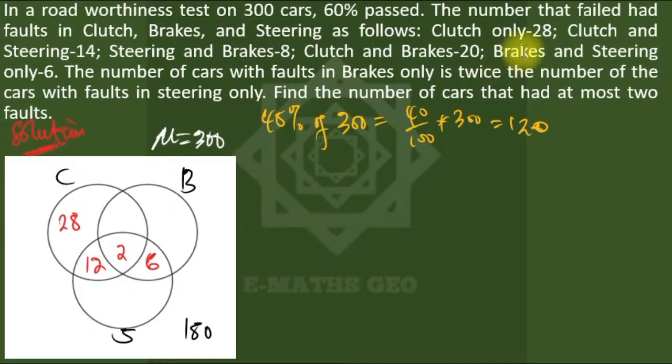So which one again? They said clutch and brakes 20. Clutch and brakes 20. So here should be 18 to make it 20. Since clutch and brake is 20 and here is 2, so this should be 18. So is there any other one? Okay, no. They now said the number of cars with faults in brakes only is twice the number with faults in steering only.